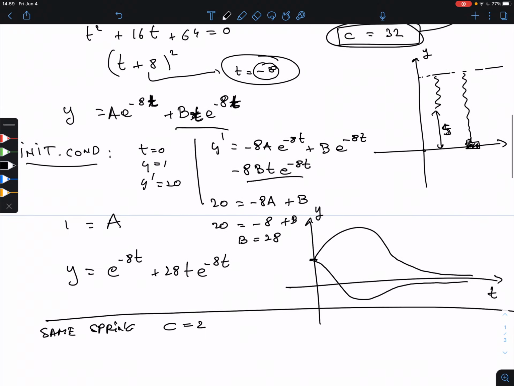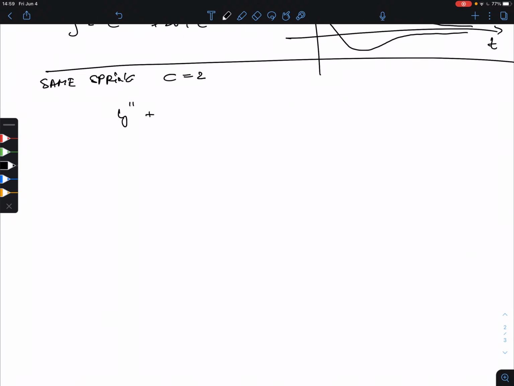So this becomes y double prime plus y prime plus 64y equals 0. Let me see, is this what we want to do? Oh, sorry, C is 4. Same spring with C equals 4, I'm sorry. That's 4y prime here. Okay, let's work out what this is.